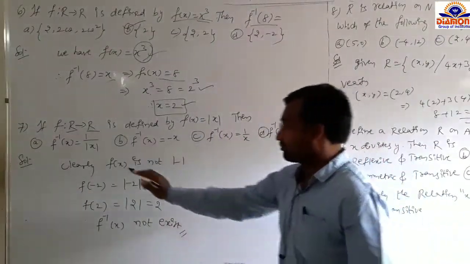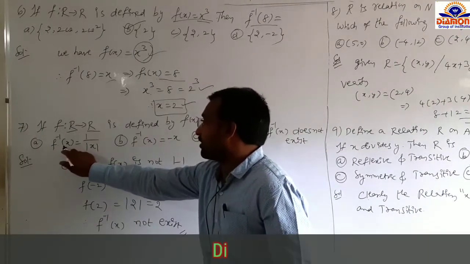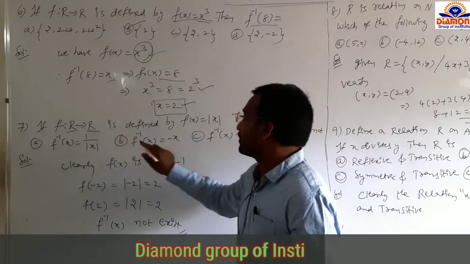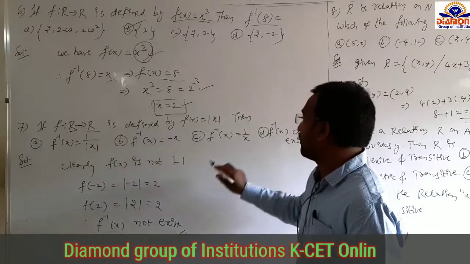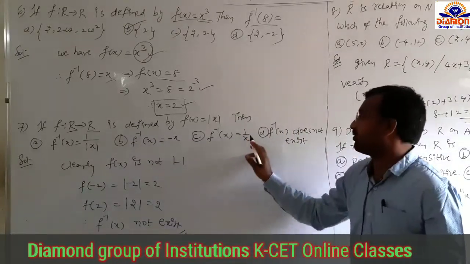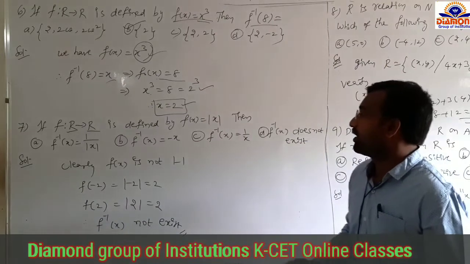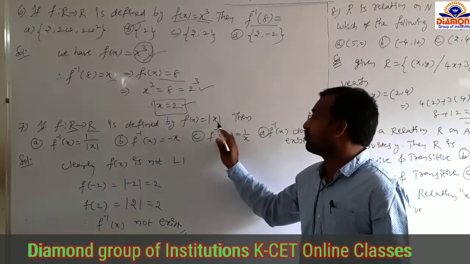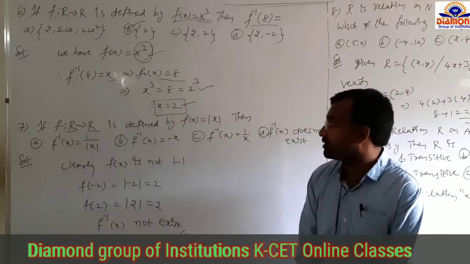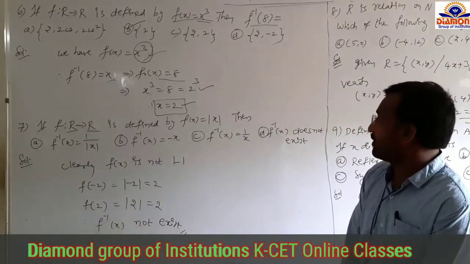Then option A, f inverse of x equal to 1 by mod x. Option B, f inverse of x equal to minus x. Option C, f inverse of x equal to 1 by x. Option D, f inverse of x does not exist. So here the function is f of x equal to mod x. So all options belong to f inverse only.